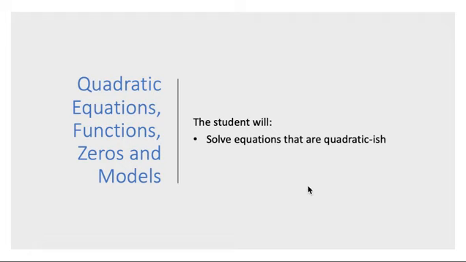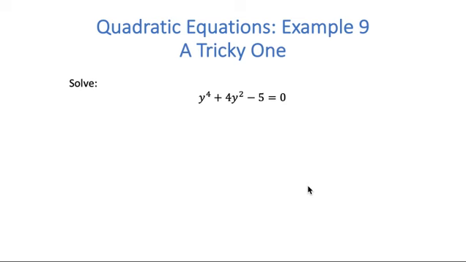So, what I'm asking you to solve is an equation like this. y to the fourth plus 4y squared minus 5 equals 0. So that's not a quadratic equation. It looks quadratic, but it's not. It's not a y squared, it's a y to the fourth. So what we're going to do is a substitution.